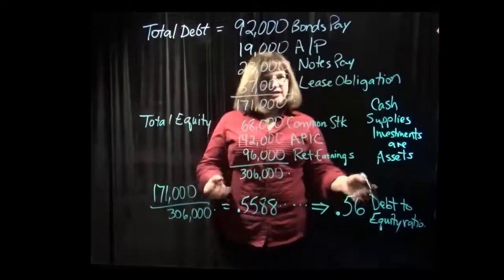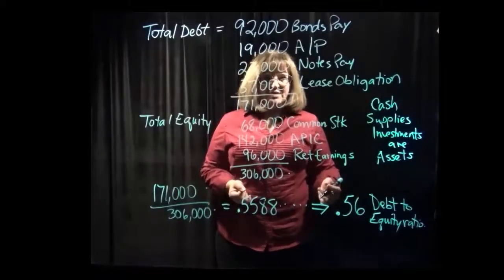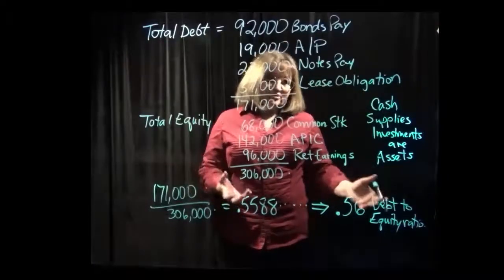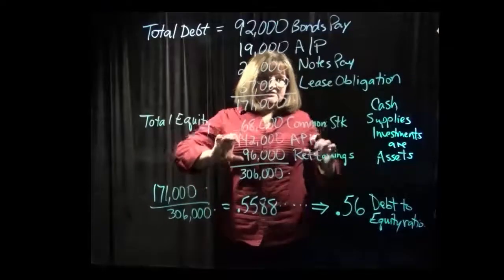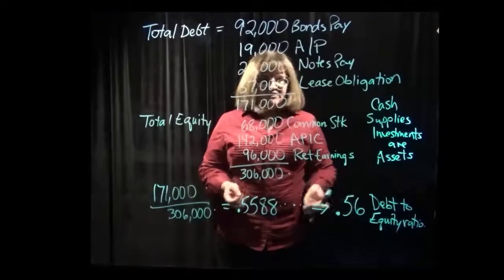To tell if that's a good debt-to-equity ratio, we would need to compare to other companies in the same industry, compare to our own debt-to-equity ratio over time, compare the debt-to-equity ratio to any debt covenants we might have that tell us we need to stay under a certain level for debt-to-equity. But in general, 0.56 is not too bad.